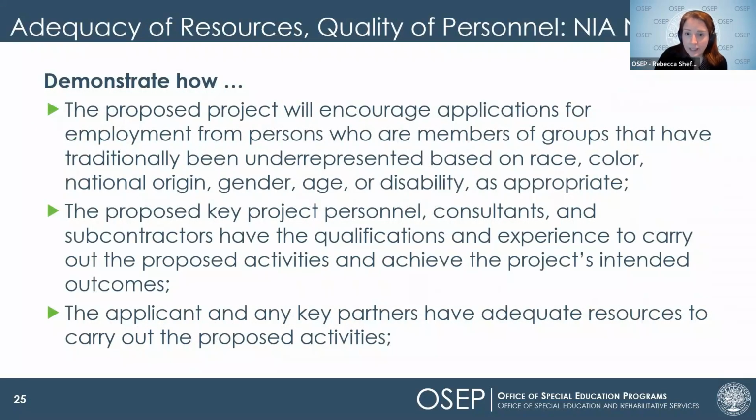Slide 25 relates to the adequacy of resources and quality of personnel for proposed projects. This section of the narrative should demonstrate how the proposed project will encourage applications for employment from persons who are members of groups that have traditionally been underrepresented based on race, color, national origin, gender, age, or disability, as appropriate, and demonstrate how the proposed key project personnel, consultants, and subcontractors have the qualifications and experience to carry out the proposed activities and achieve the project's intended outcomes, as well as how the applicant and any key partners have adequate resources to carry out the proposed activities.